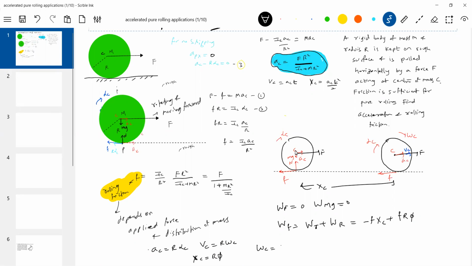What is omega C in fact? In fact, d phi by dt. Angular displacement of what? Of the radius vector. The radius vector will be rotating, no? This body will be rotating, will be rolling. Fine. So we'll get this much here. Now X equal to R theta, you substitute. Then how much will this equation come? Minus F XC plus F XC. Net work done by rolling friction is 0.